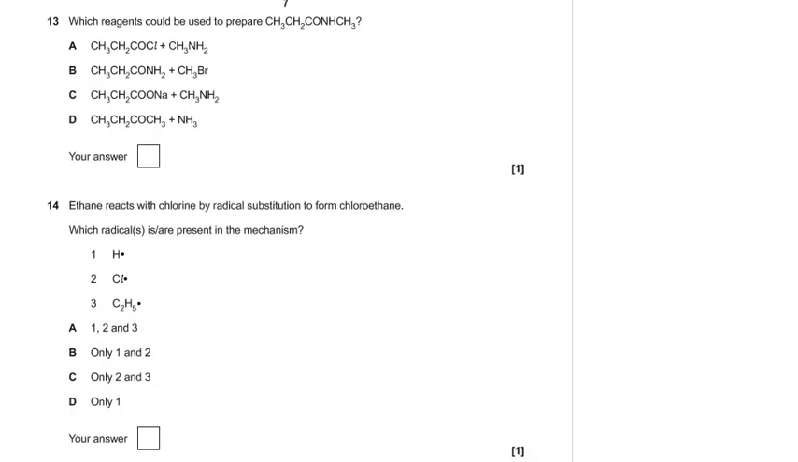So in question 13, which reagents would be used to produce this compound? So we've got CH3CH2CONHCH3. And what this is really saying is, well, it wants you to realise what functional group is present in this molecule and then say how you would have produced it.